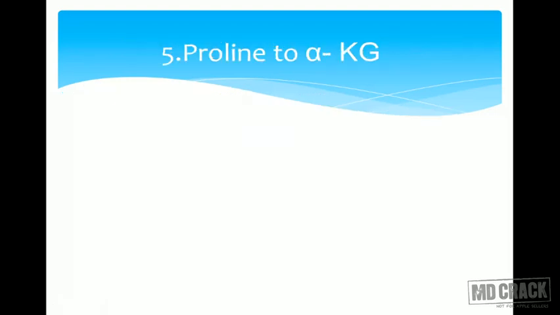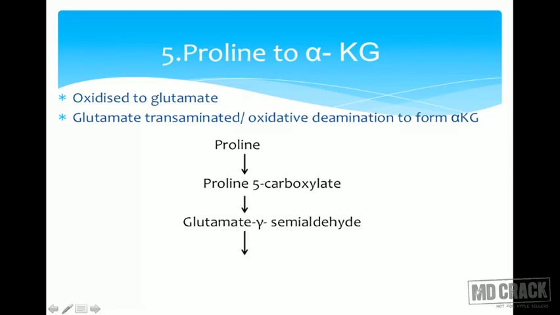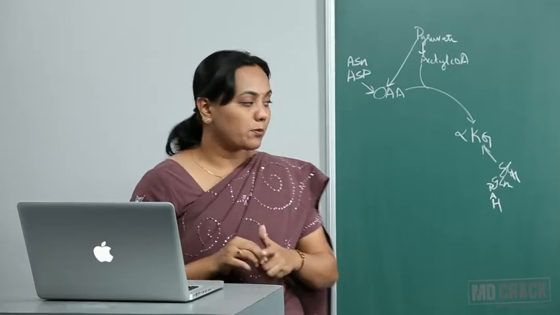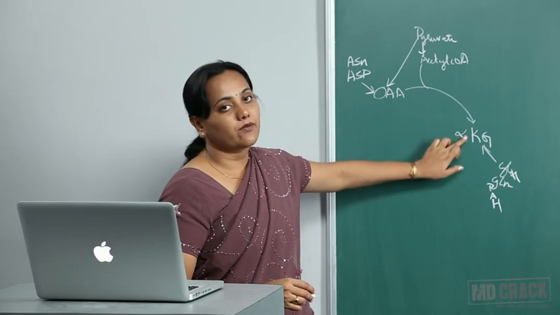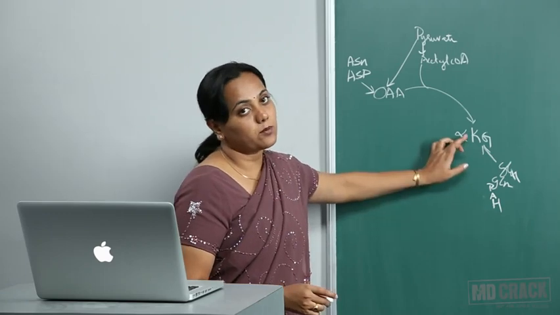Now let us talk about proline to alpha-ketoglutarate. I am not going to talk about individual amino acids. Let us talk of their importance more than the pathway. So proline is oxidized to glutamate. How? Proline forms proline 5-carboxylate, which forms glutamate gamma semialdehyde, which forms glutamate, which is then converted to alpha-ketoglutarate. Again, I have put it in the PowerPoint. I am not emphasizing it because nobody may ask you regarding this. What is important is you should know that proline can form alpha-ketoglutarate. Arginine can form alpha-ketoglutarate. Histidine can form alpha-ketoglutarate.